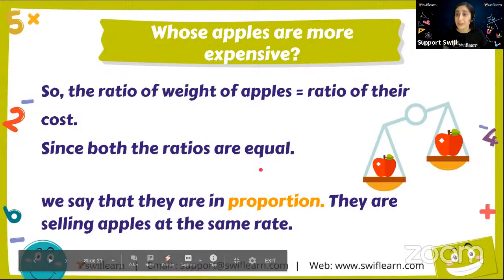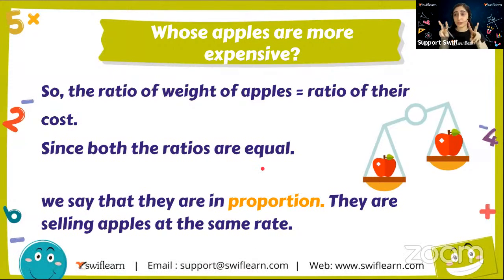So when we compare two ratios, we call it proportion. And those two ratios are equal. That is the most important thing. When we are comparing two ratios, it's fine. But if those two ratios are equal, then only we call it proportion. Clear?